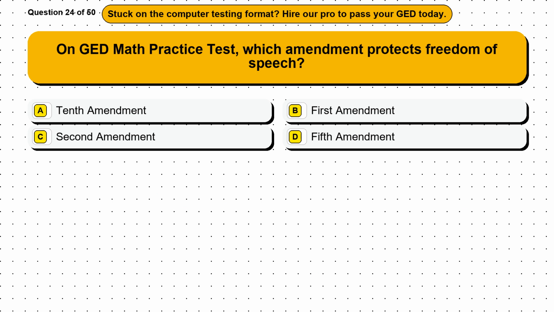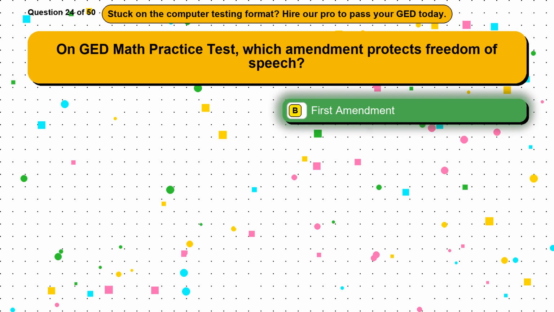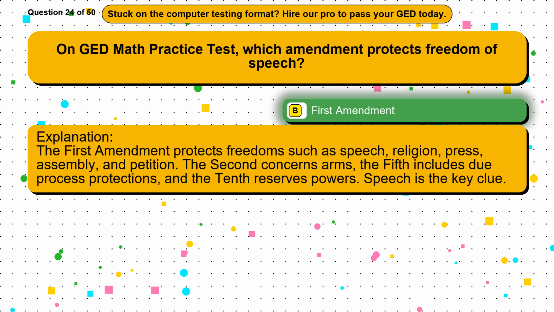Question 24. On GED Math Practice Test, which amendment protects freedom of speech? Option A, 10th Amendment. Option B, First Amendment. Option C, Second Amendment. Option D, Fifth Amendment. The correct answer is option B, First Amendment. The First Amendment protects freedoms such as speech, religion, press, assembly, and petition. The second concerns arms, the fifth includes due process protections, and the 10th reserves powers. Speech is the key clue.